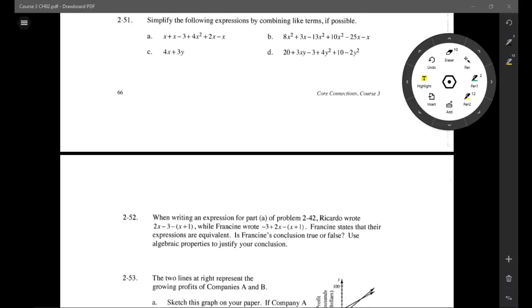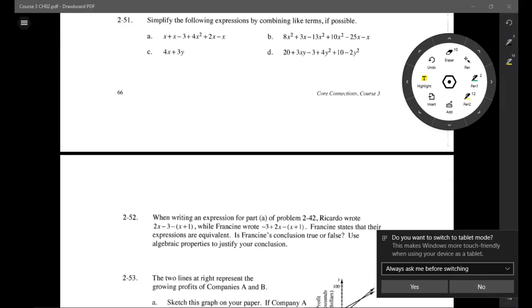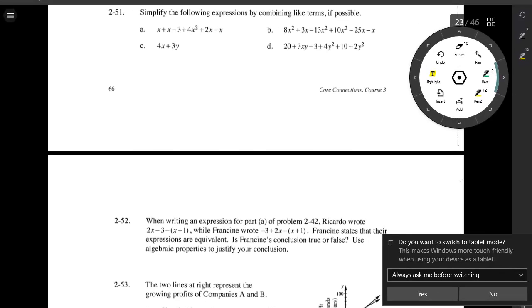Let's get started. So 51 says: simplify the following expressions by combining like terms if possible. Okay, so let's take a look at A.